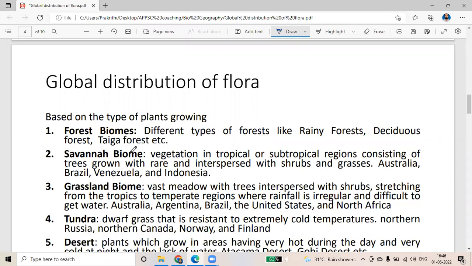Rainy forest means more than 300 centimeters of rainfall, continuous, in that area. And that will be mostly green forest, evergreen forest. That will be continuous, its vegetation will be green and evergreen, and there will be no leaf shedding. Then the deciduous forest.